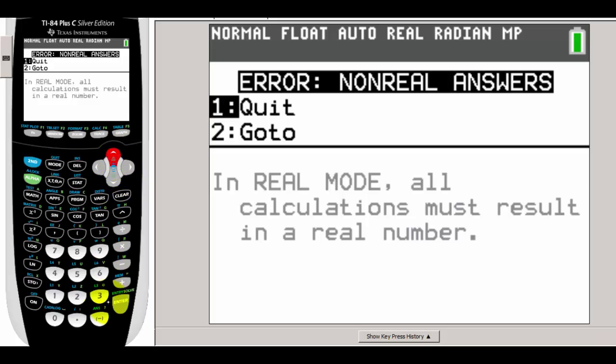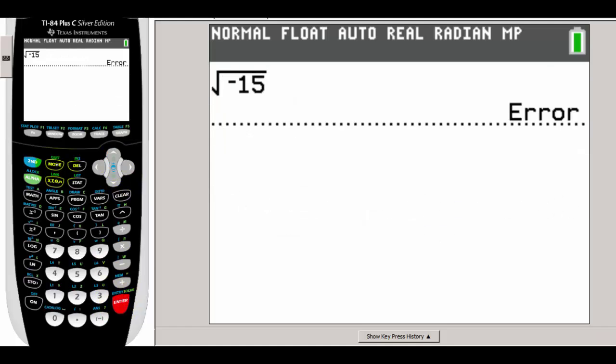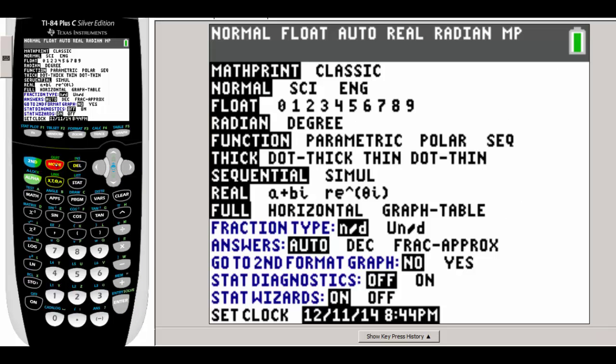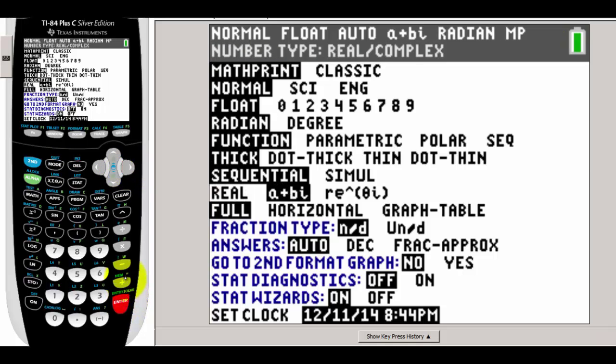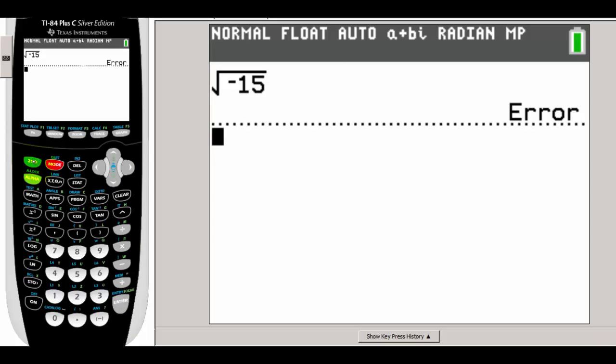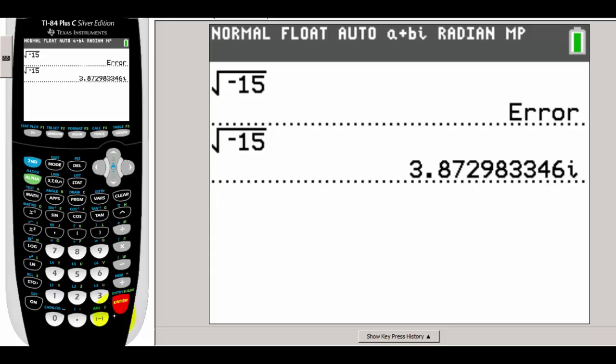So quit, first of all. And then let's change the mode and go to complex mode. Where's my complex mode? I guess right here, a plus bi. So down, down, down, down, down, down, a plus bi selected, enter. All right, quit. Let's go back to the home screen and do that again. Second, enter. And here we go, I have my number.